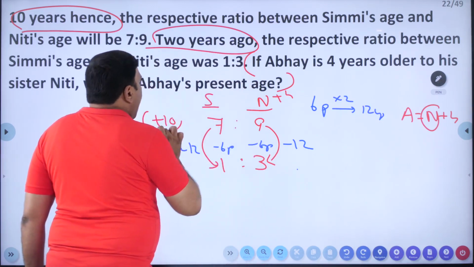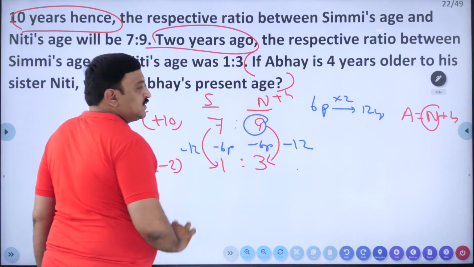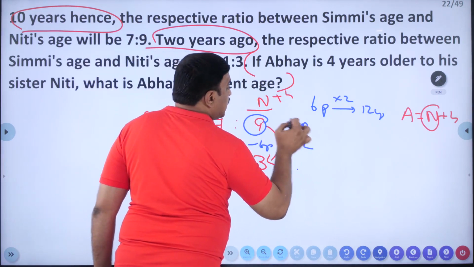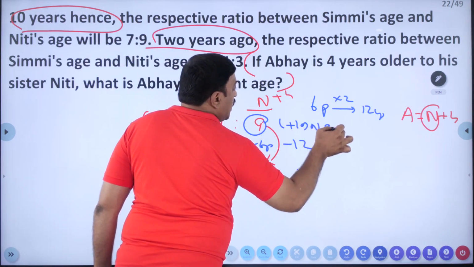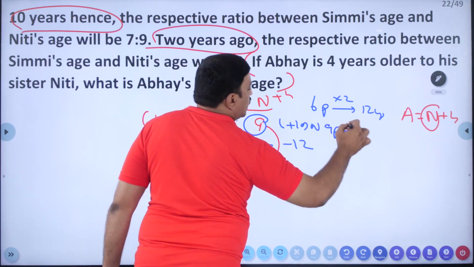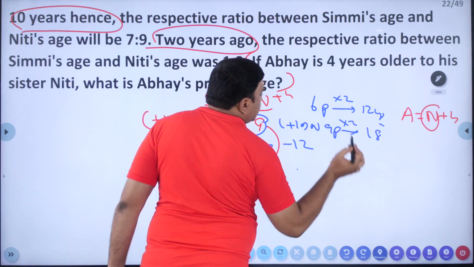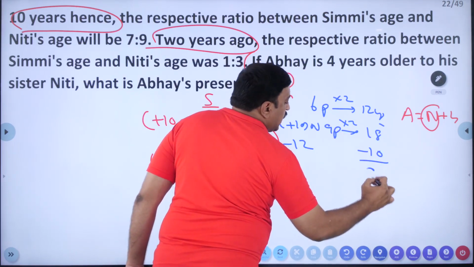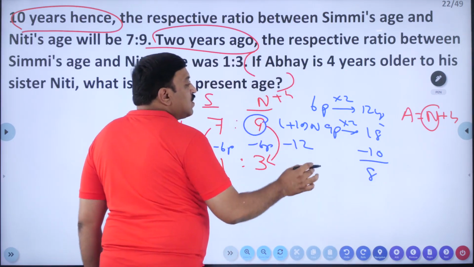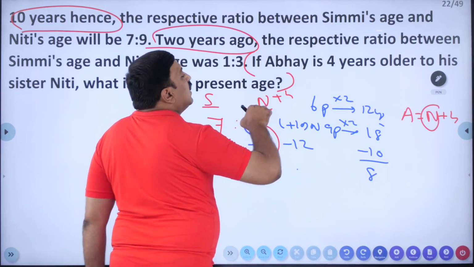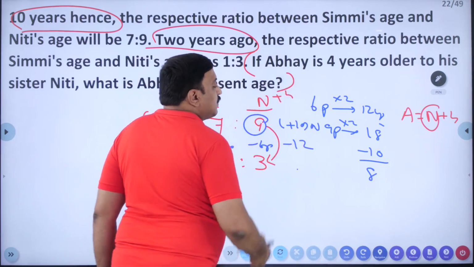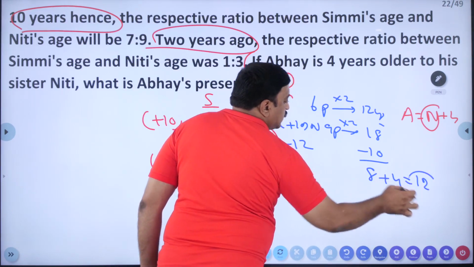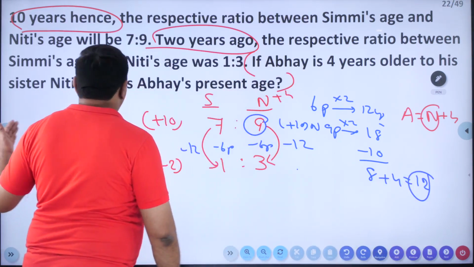Now Niti, after 10 years, is 9 parts. 9 parts means 9 into 2, that is 18. She is 18 after 10 years. Presently she is how much? 8 years. But we don't need Niti. We need Niti +4, that is nothing but Abhay. 8 again +4, that is 12. So Abhay's age is 12.